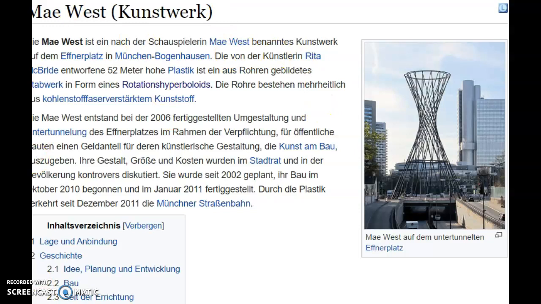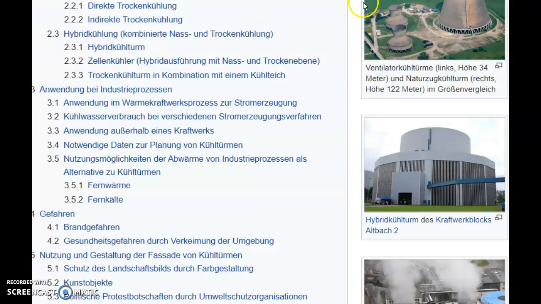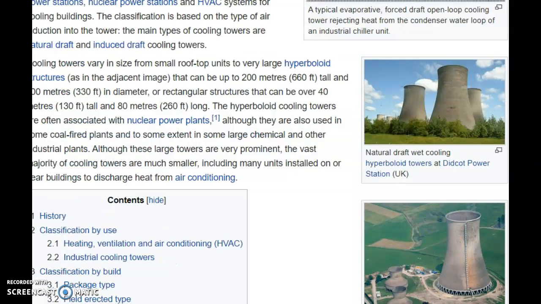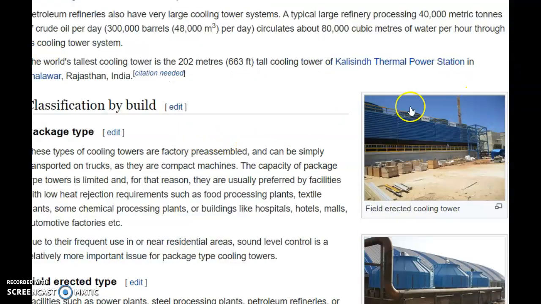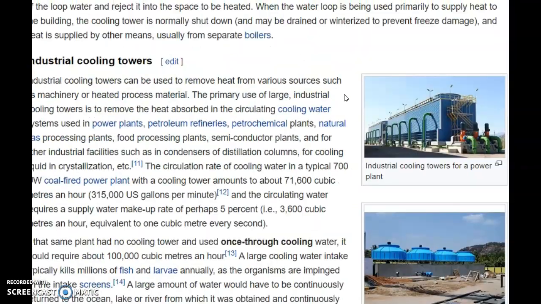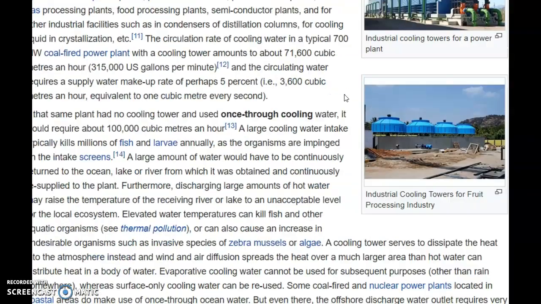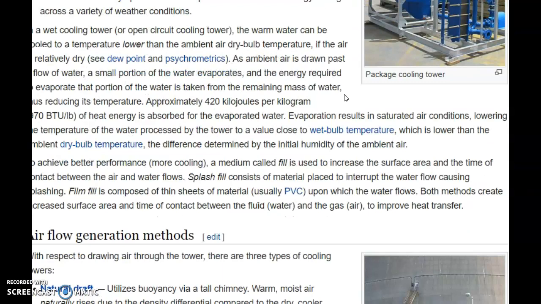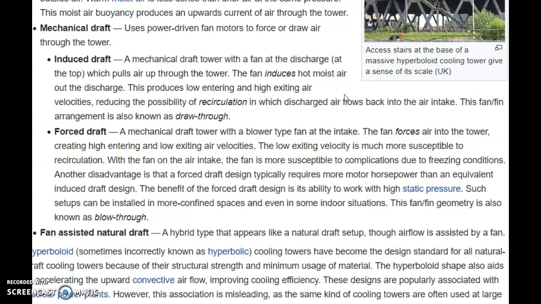Besides art, we can also look at, let's see, where did I have it? Here it is. Cooling towers. Actually, they look like that too. I know this is the German one. They look hyperbolic, but when I go to the English one, we can see them again here. And then when I scroll a little bit down, it actually tells me, or it did so earlier. I was hoping I'd find it right away. Oh, there it is. Airflow generation methods.